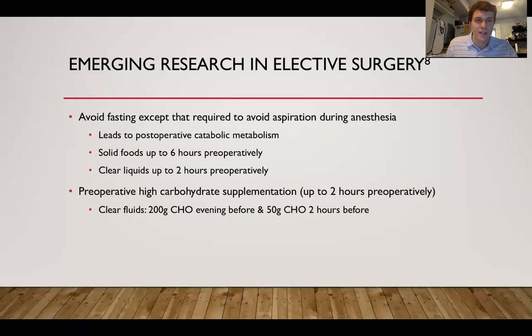Carbohydrate loading is a big thing when it comes to any kind of radical surgery. There even is research out there about mothers starting to carbohydrate load prior to childbirth to maximize those glycogen stores, mitigate the postoperative catabolic metabolism, and maintain proper nutrition before, after, and during.